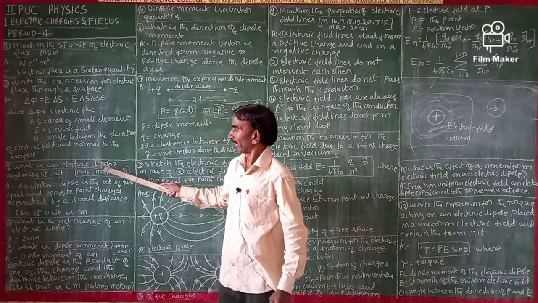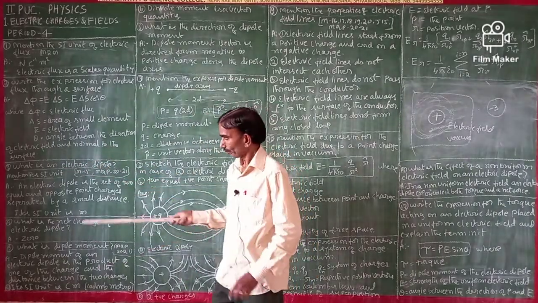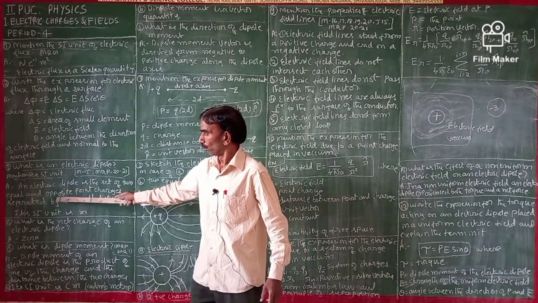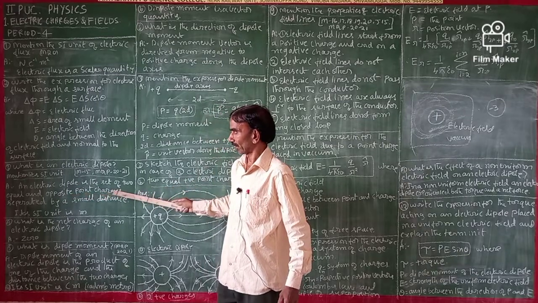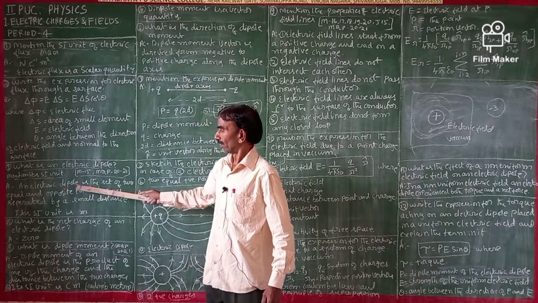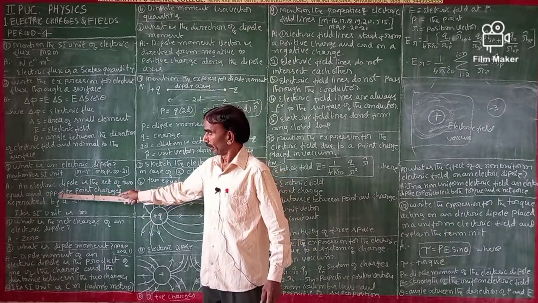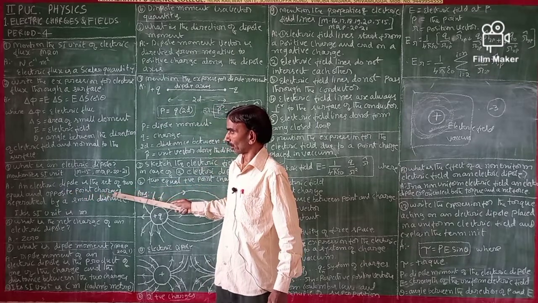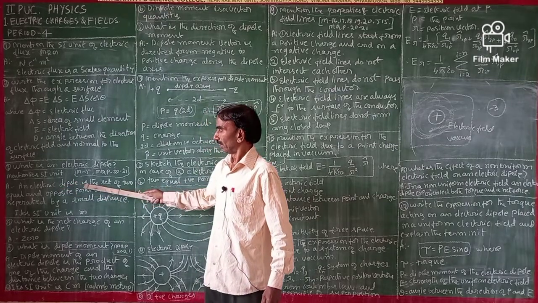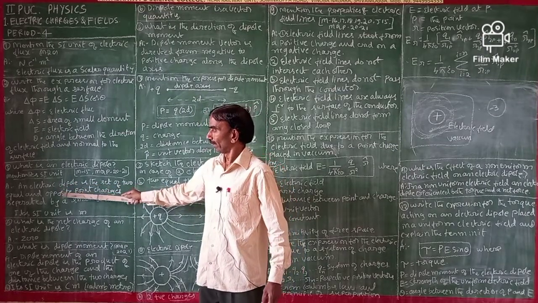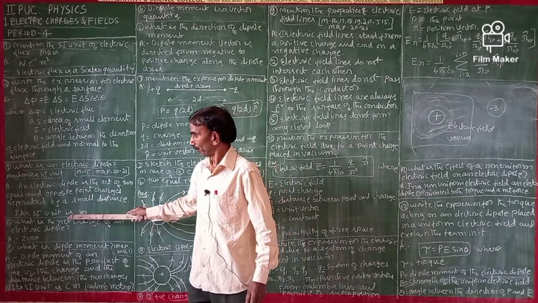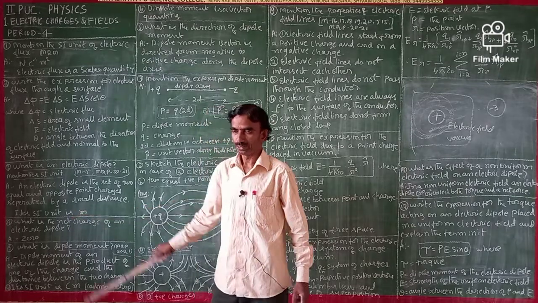Next, what is an electric dipole? Very important question. An electric dipole is the set of two equal and opposite point charges separated by a small distance. Its unit is meter.